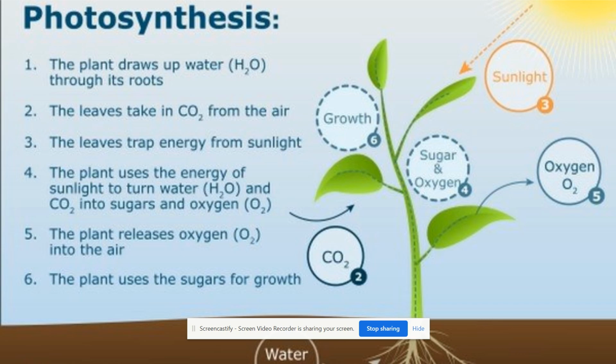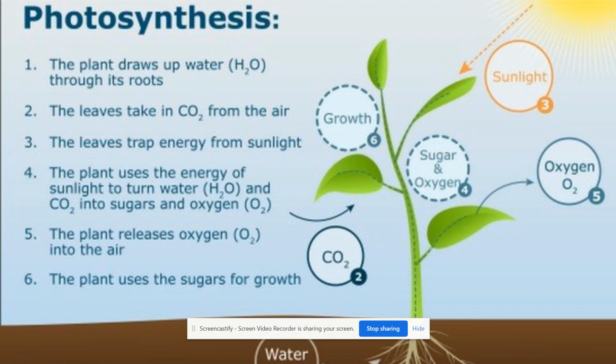What else do plants need? They actually also need carbon dioxide. And so carbon dioxide is going to come in through the leaves. Plants have these little holes called stomata on the bottom of their leaves. And so carbon dioxide will just go right through those holes when they're open, and that's how it gets into the plant. And we have carbon dioxide all around, so it's pretty readily available.